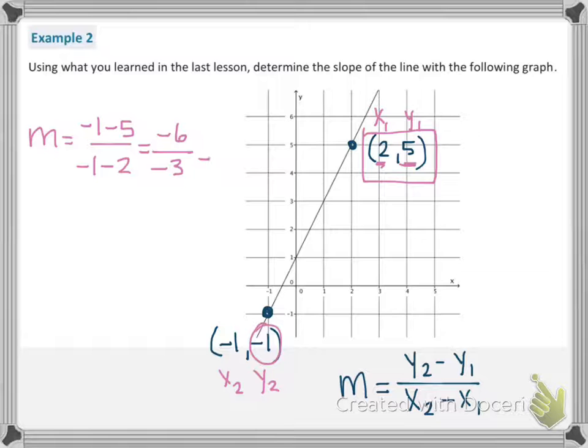And then I can simplify. 6 divided by 3 is 2, and a negative divided by a negative is positive. So the slope is 2.